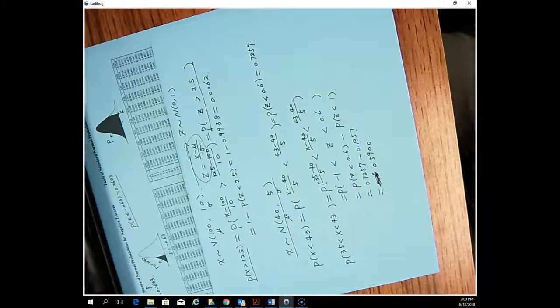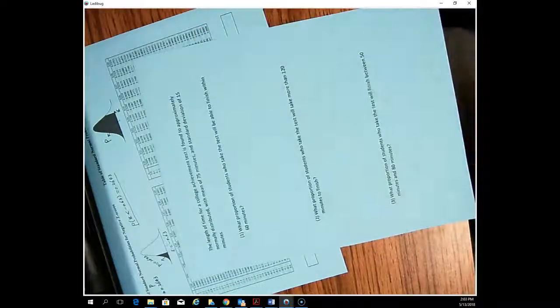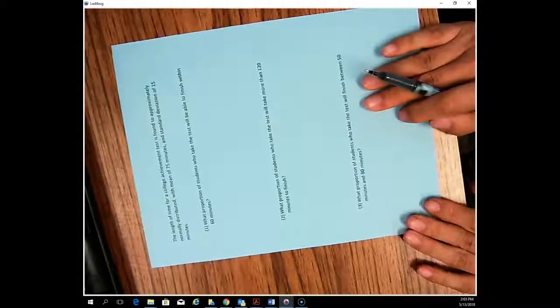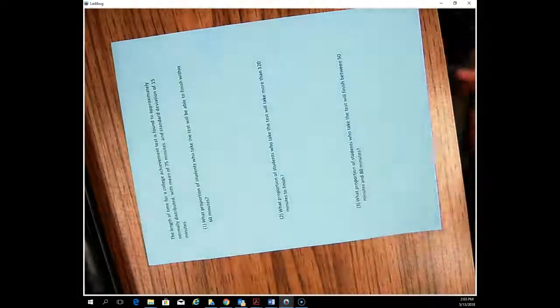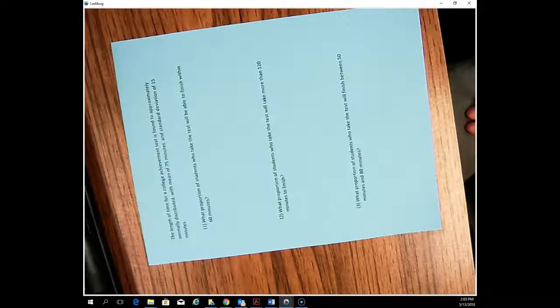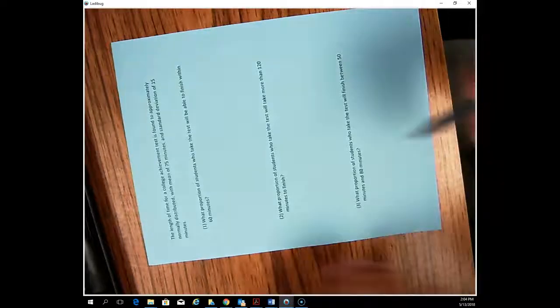Okay. And a lot of times we're going to have word problems. So for example, we have a word problem like this. The length of time for a college achievement test is found to be approximately normally distributed, with a mean of 75 minutes and a standard deviation of 15 minutes. So basically, out of all the students who take the test, their average time is 75 minutes with a standard deviation of 15 minutes, and we can assume this is normally distributed.